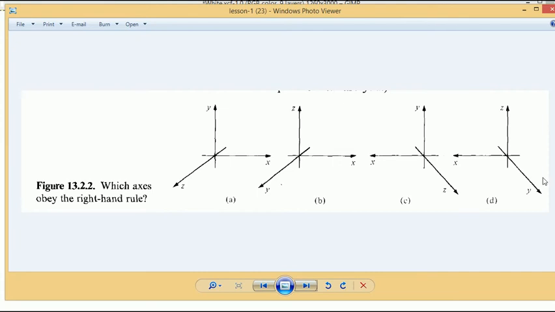Let's see if we can just do that in the fourth one here, x and y. X is going to that, y to that direction. If you point that like that, correct or not correct? Correct, right? So sometimes you have to look around in different directions to see if the picture is better to see what's going on. Any question?